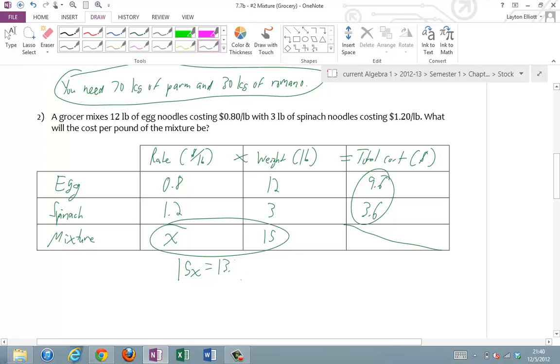That'd be 13.2. Divide by 15, 13.2 divided by 15 is 0.88, and the cost for the mix is 0.88 per pound. It's important to put that per pound because that's what our units were right back up in the table.